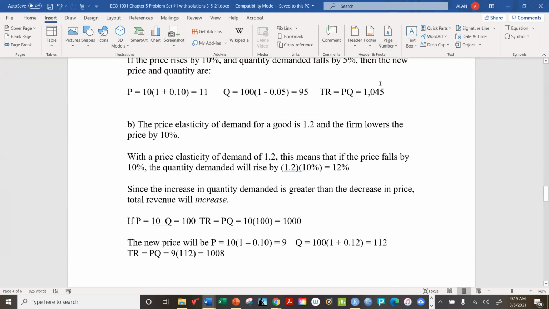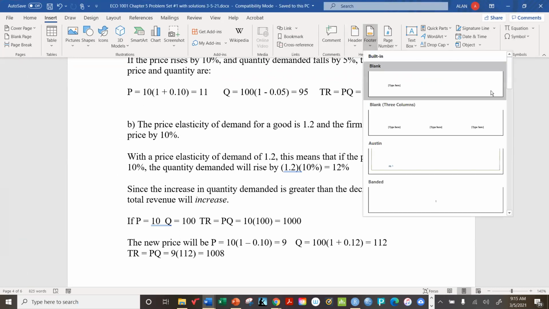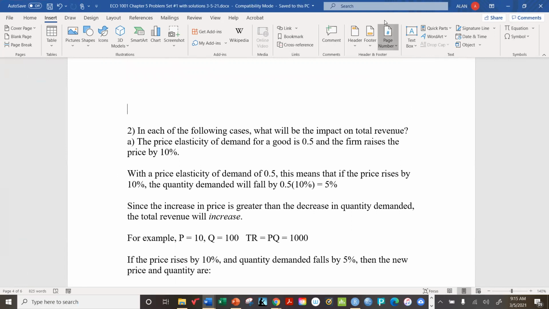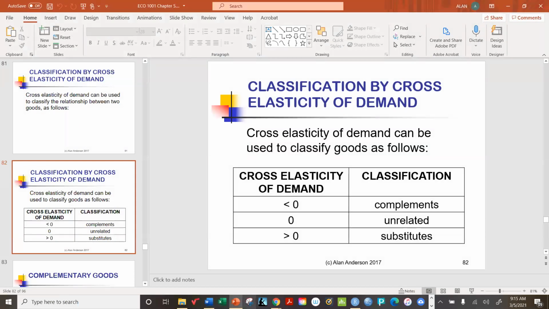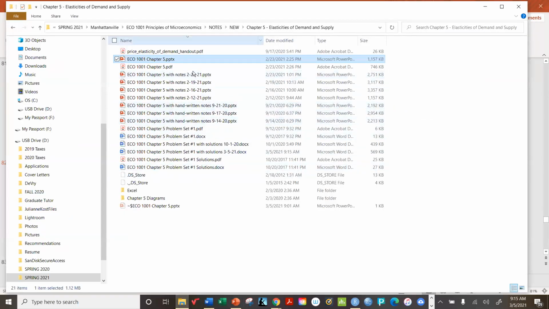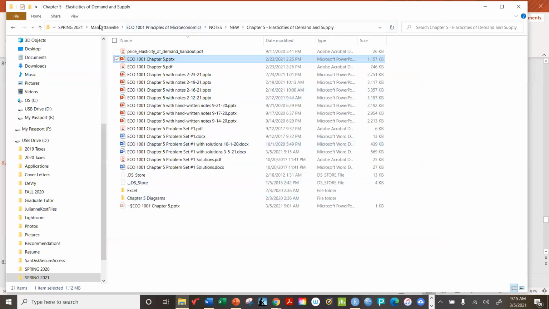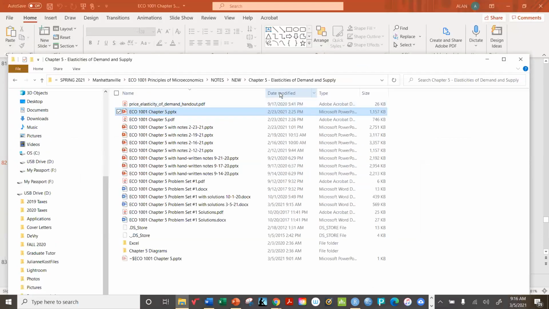Okay, what's going on here? I'm trying to insert page numbers and it's just saying, no, I don't feel like doing that. It's just refusing to obey my instructions. It's very rare that Word refuses to obey me. Let me just turn it off and turn it back on again. Usually when something is being stubborn like that, the best thing to do is to show it who's boss. You just have to reboot or do whatever.